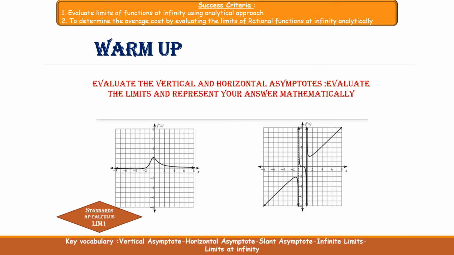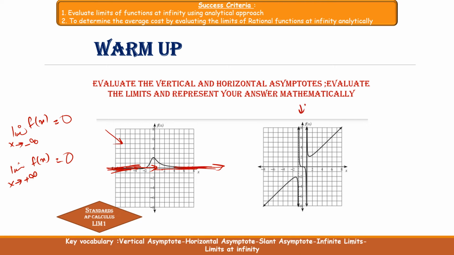Okay, so evaluate the vertical and the horizontal asymptote. Look at this graph. We will have only a horizontal asymptote, right? No vertical asymptote is shown. One time we write the limit as x approaches positive infinity and one time negative infinity. For both positive and negative infinity, the y value is 0.